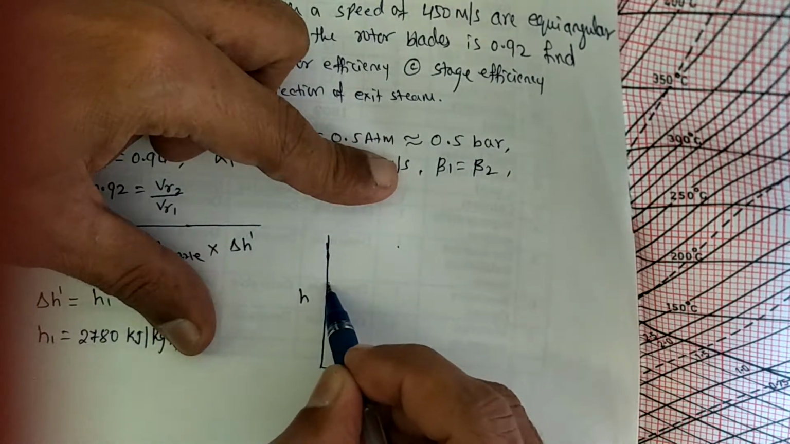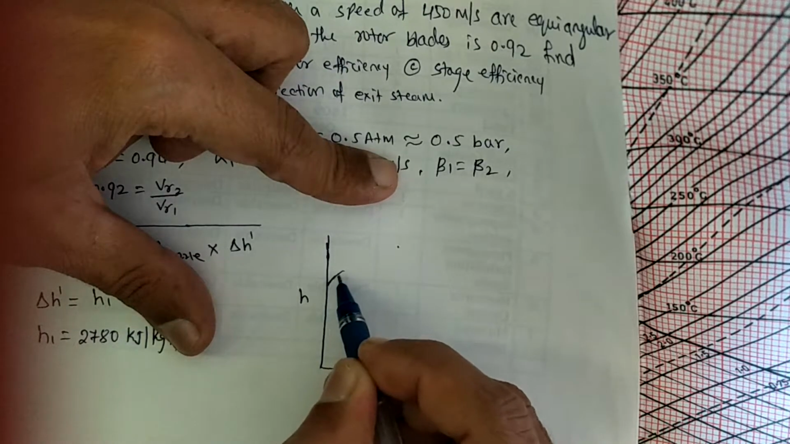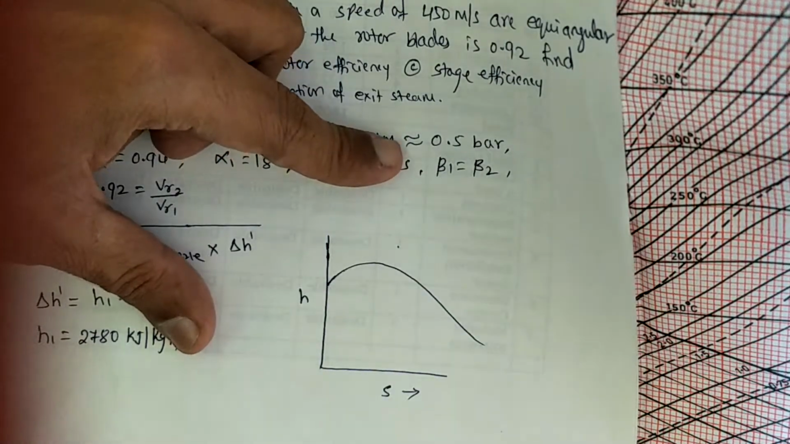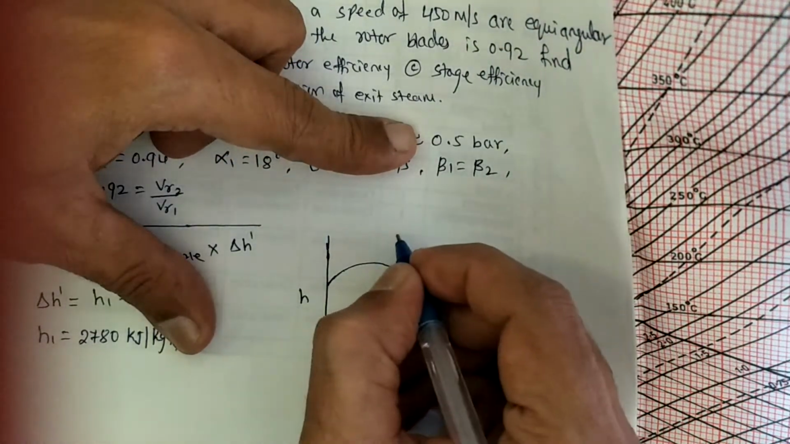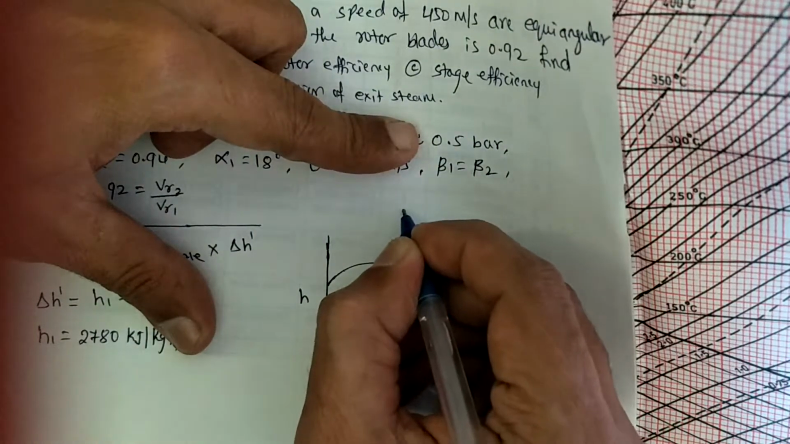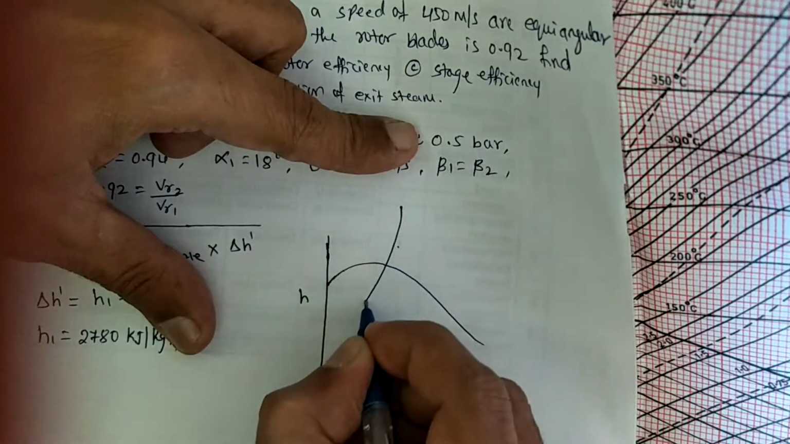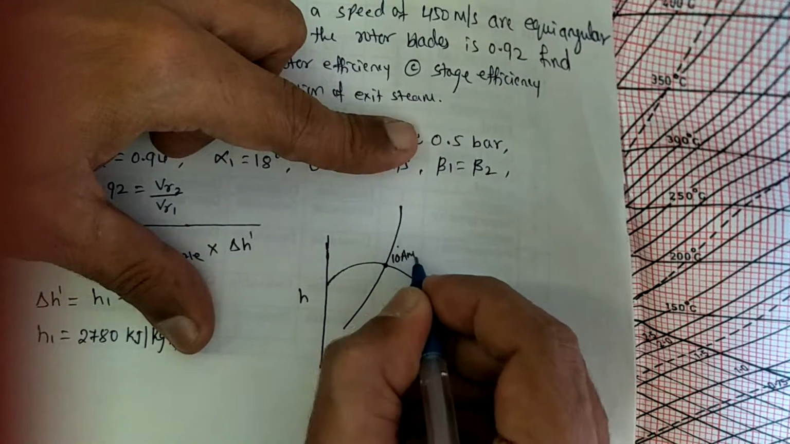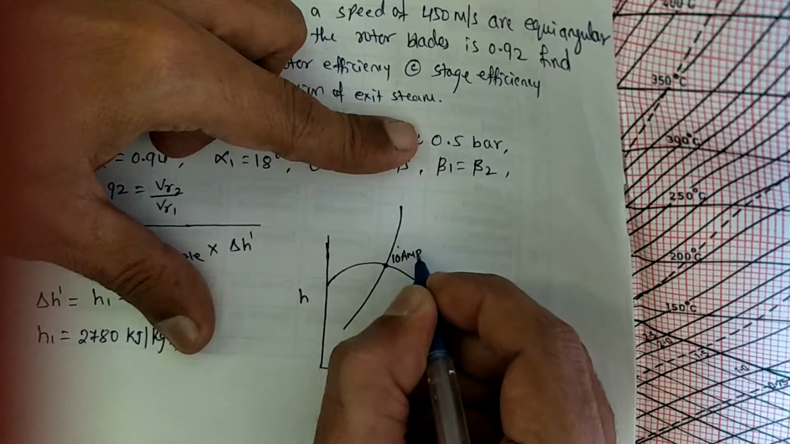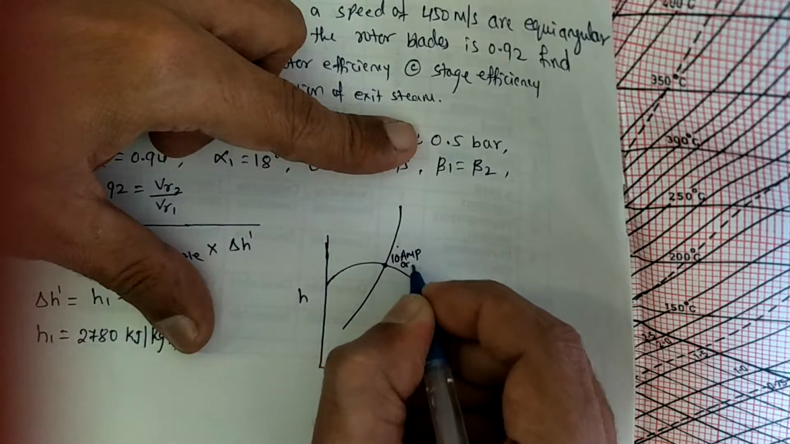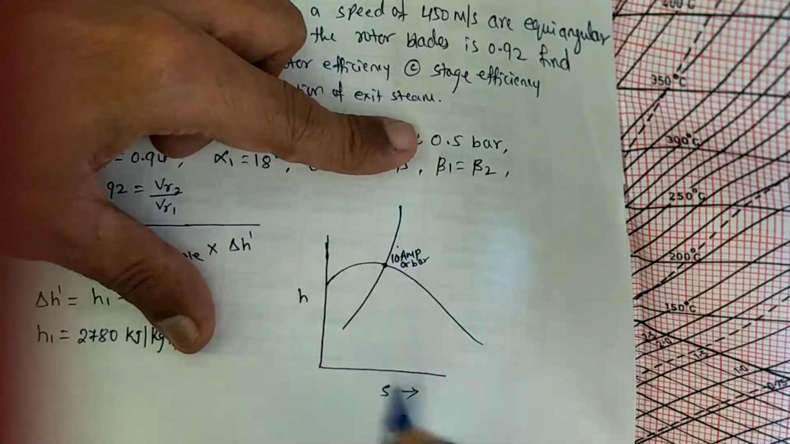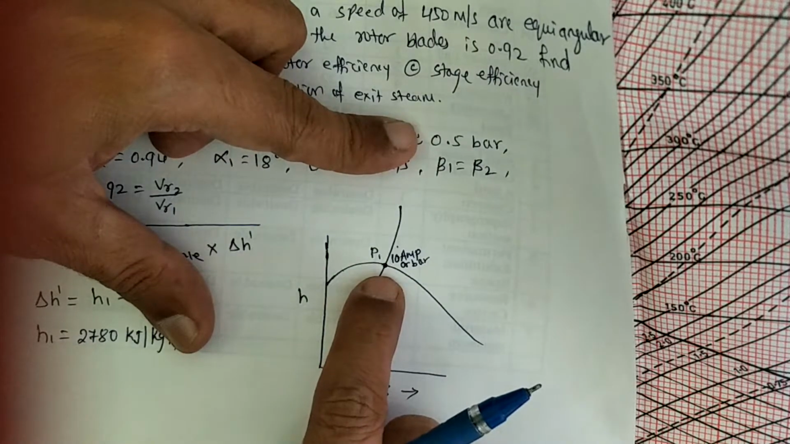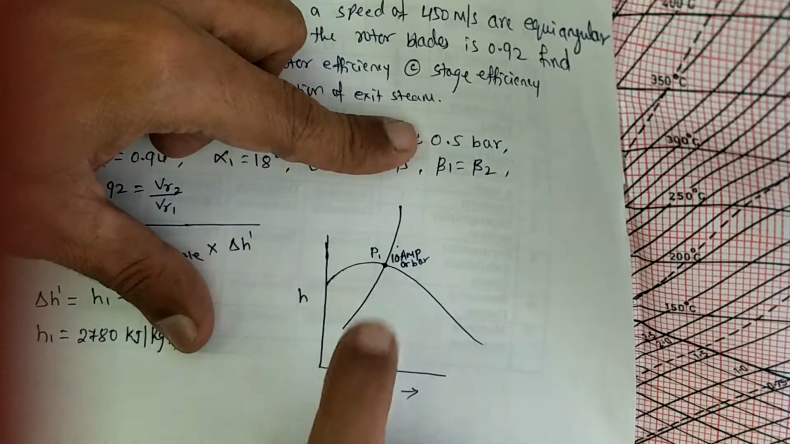This curve represents the dry saturated line on the Mollier diagram. And you can see there are pressure curves. So these are the pressure curves. This point is 10 atmospheric pressure, or 10 bar. So this point I will write as P1. P1 is 10 atmospheric pressure, right?